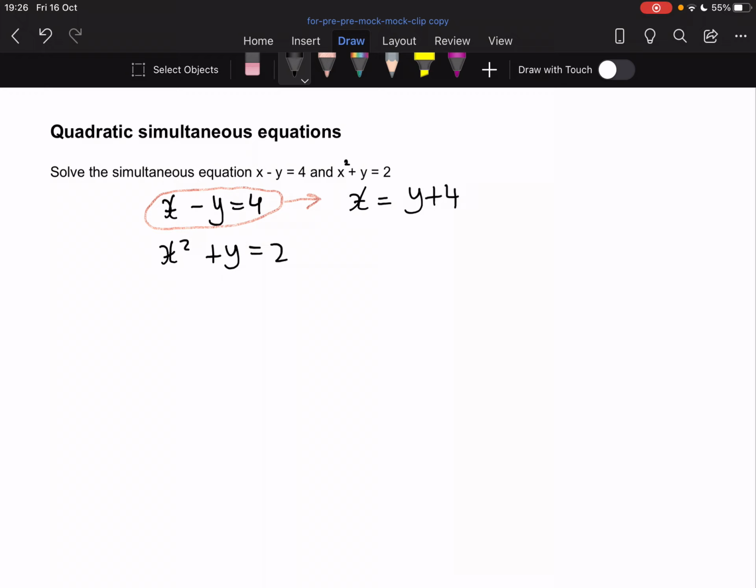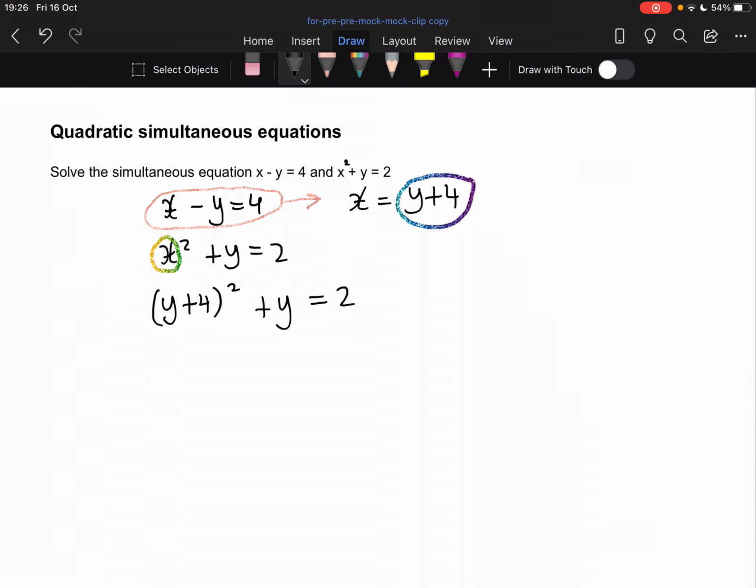Now the secret is that wherever I see x in my quadratic, I'm not going to say x anymore. I'm going to say y plus 4, because they're the same thing. So I'm going to do that now. This is when I'm substituting. So my quadratic equation starts with x squared. I said I'm not going to say x squared anymore. I'm going to say y plus 4. That's my x, but I have to square it. And then I haven't done anything with a plus y, I copy it. I haven't done anything with a 2, so I copy it.